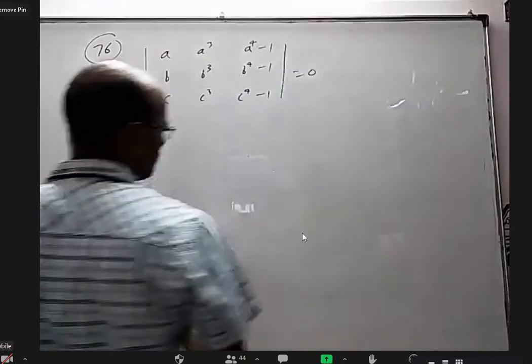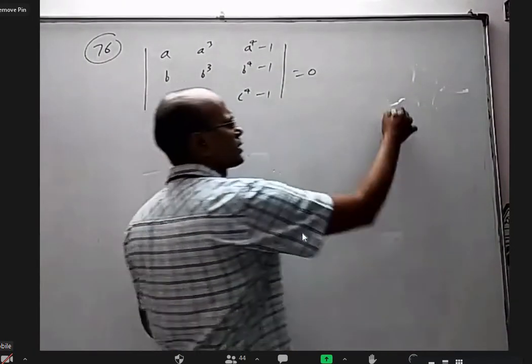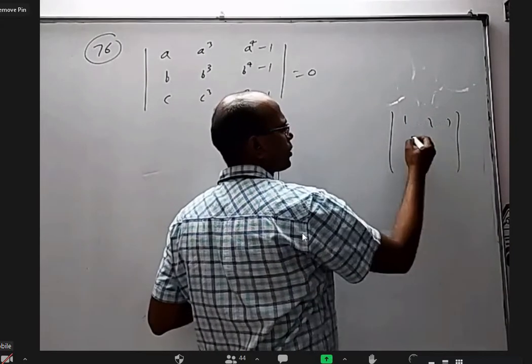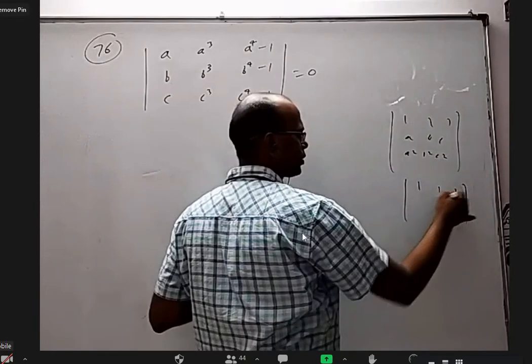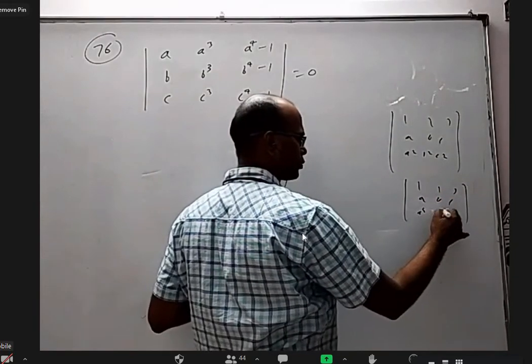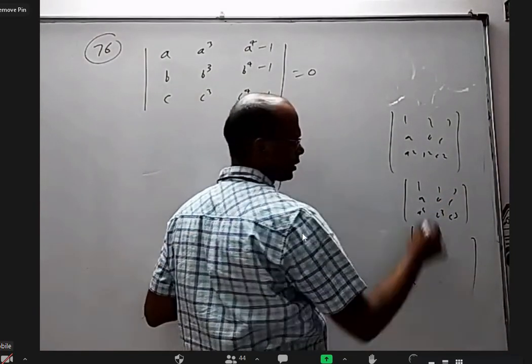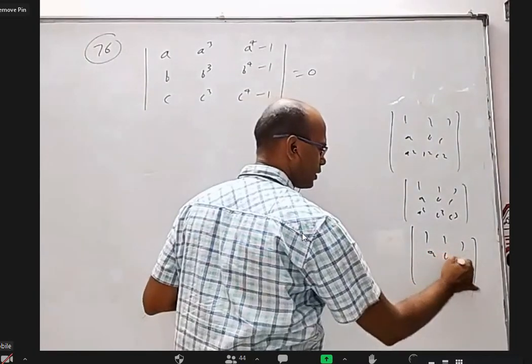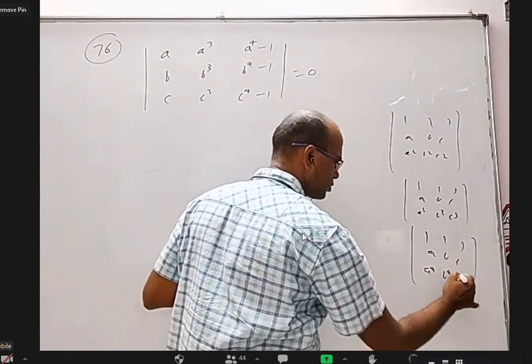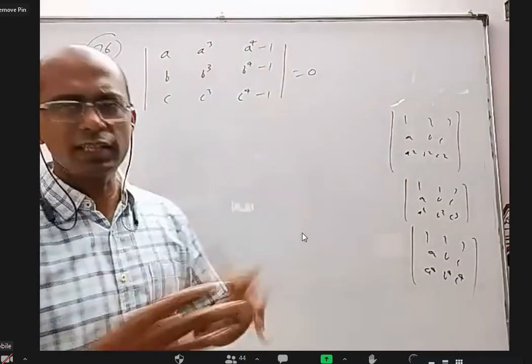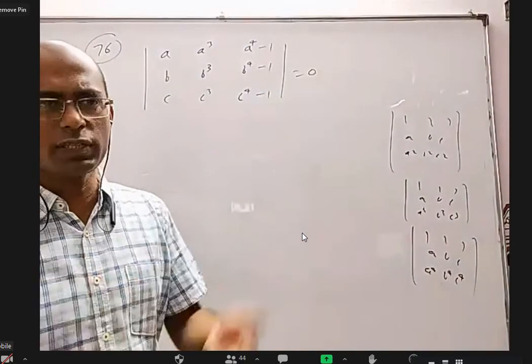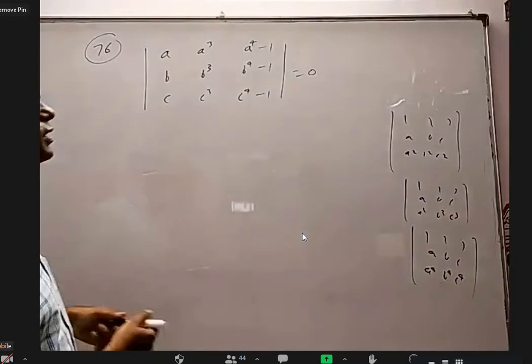Basically, overall we have done a few questions: the determinant with rows 1, 1, 1; A, B, C; A square, B square, C square. Next, 1, 1, 1; A, B, C; A cube, B cube, C cube. And that's fourth degree: 1, 1, 1; A, B, C; A power 4, B power 4, C power 4. Others are some variation of this, adding, subtracting, or changing. Basically, all the last 5, 6 questions we have discussed.